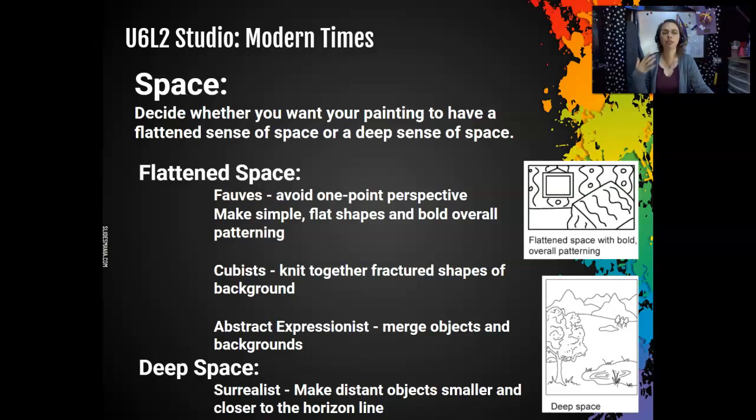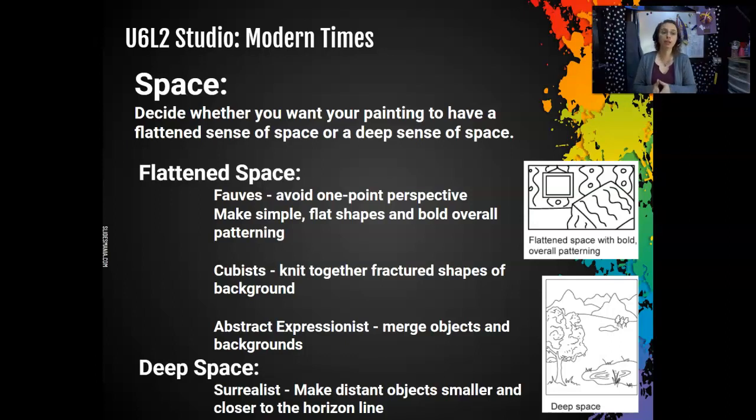So you need to have some understanding of how you want to define space. If you want to follow the idea of the Fauvists, that would be the first example there with a flattened sense of space. So you're going to avoid the rules of one-point perspective and trying to make things look accurate or three-dimensional. You're going to simplify things and flatten and use bold patterns or shapes in the composition.